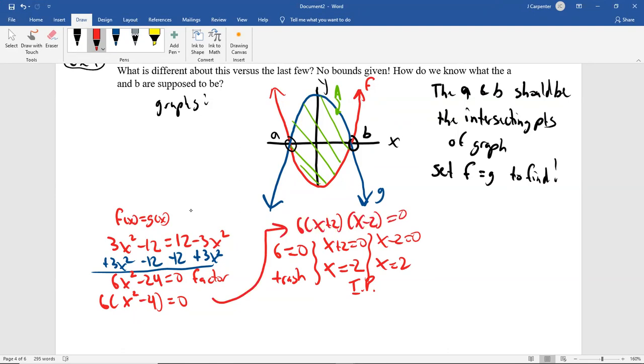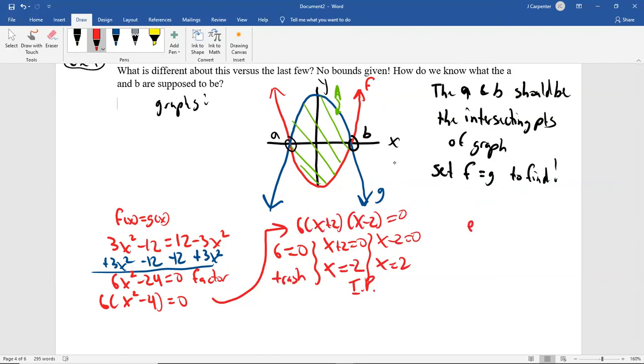Now, we have already seen the graph. We have seen that g of x is higher than f of x. But let's just prove that anyway. Now, you can't use a and b this time because they're going to match. F of a is 0. G of a is 0. F of b is 0. G of b is 0. At the intersecting points, they match.